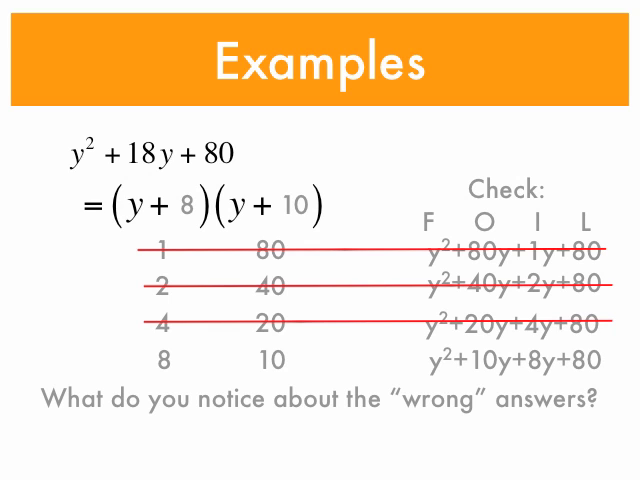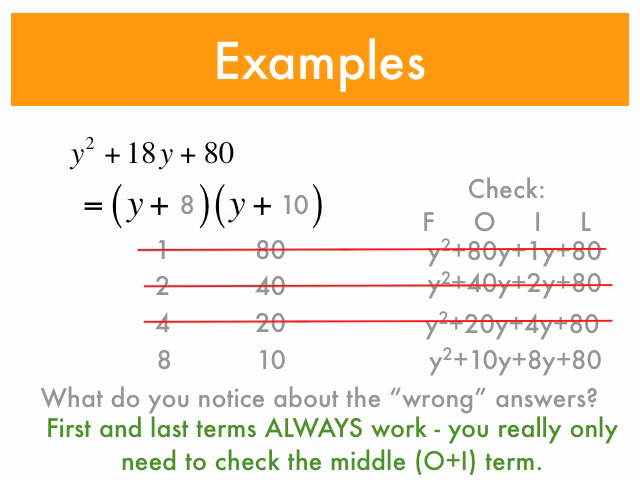What do you notice about all the wrong answers? What parts of them were wrong and what parts of them were right? You notice the y squared always matched. My 80 always matched. The only thing I really need to look at is the O and the I, the outside and the inside. I really only need to check the middle term. Now in the next example, I'm going to go through and check the whole thing. I'm going to do all of FOIL, but after the next example, we will only check the O plus I.